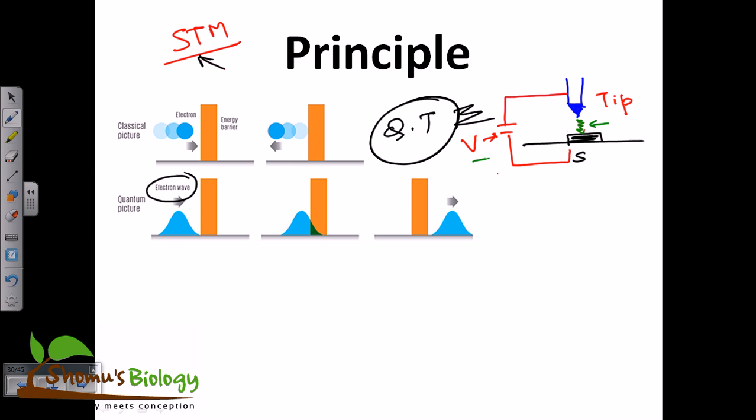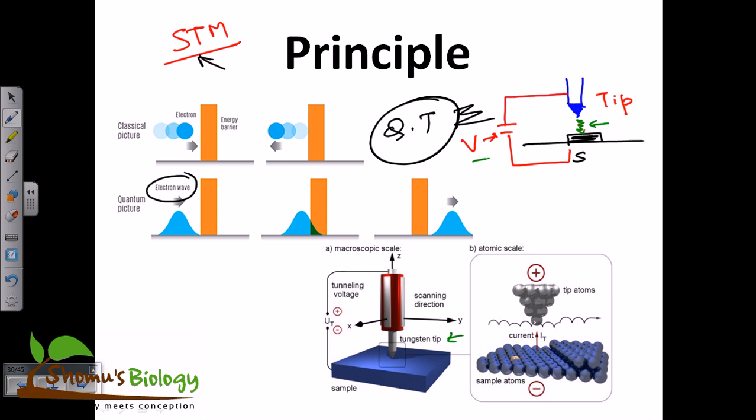So if you look at this image, we can see pretty clearly what we use here: the tungsten tip, and in this case you can see this is the tip of the atom with a positive charge, and here are the sample atoms, with a negative charge, and we create this voltage there, attach these three things to pass some current between them.